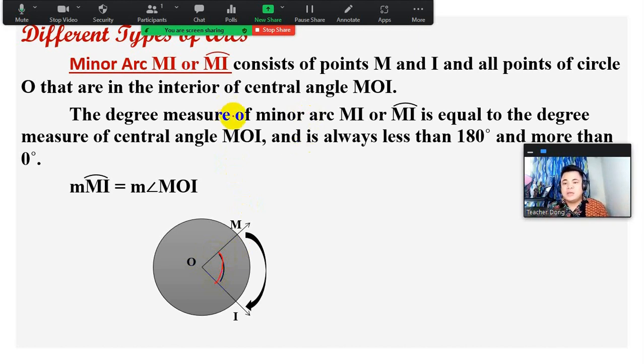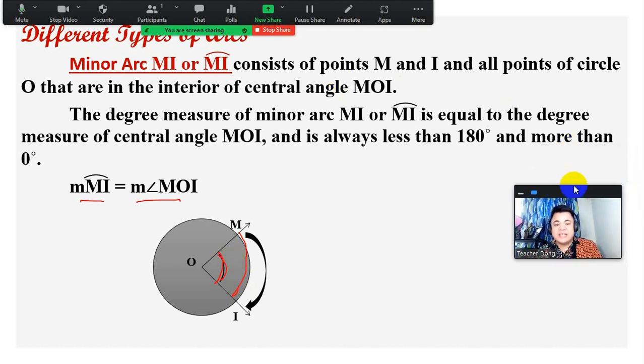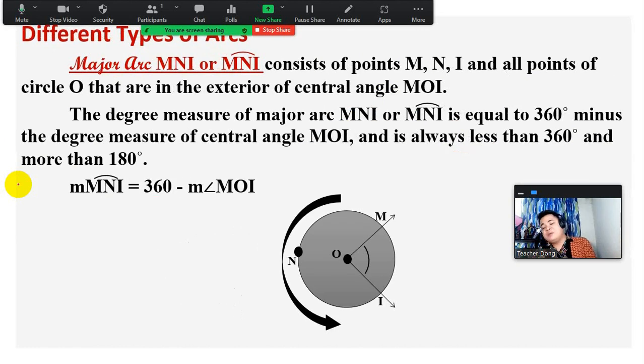Okay? So the degree measure of the minor arc MI is equal to the degree measure of its intercepted arc. Whatever is the measurement of this is also the measurement of the minor arc. Or in simple terms, it's less than half of the circle because it's less than 180 degrees but more than 0 degrees. Now, let's have the major arc. For major arc, guys, you have to remember that you have to name this one using 3 letters, unlike a minor arc.